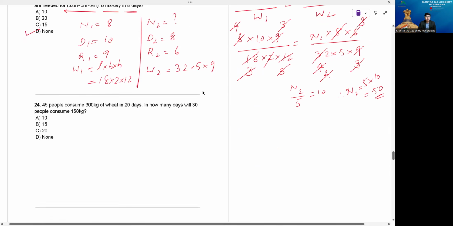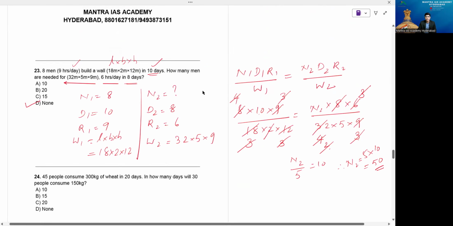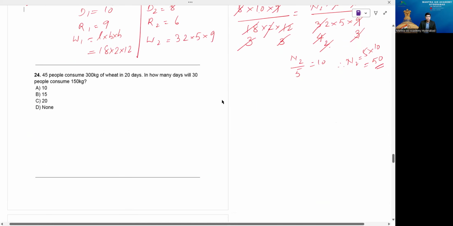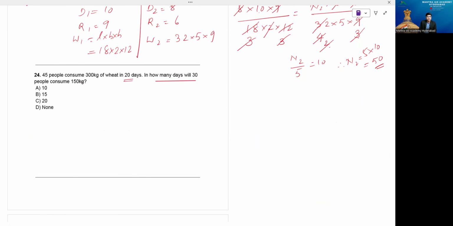Then go to question number 24. While just writing the answer, you can stop and proceed. 24th: 45 people consume 300 kg of wheat in 20 days. How many days will 30 people consume 150 kg of the same wheat? The number of people here is N1, days are D1. The total amount of food, in this case wheat, is W1. 150 kg of wheat is W2.